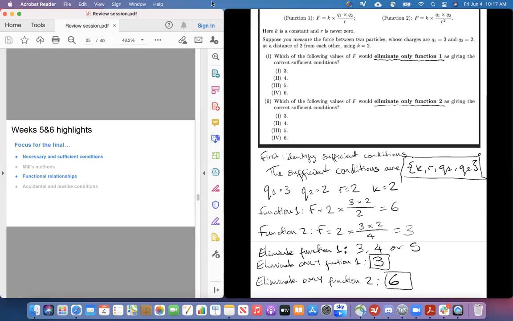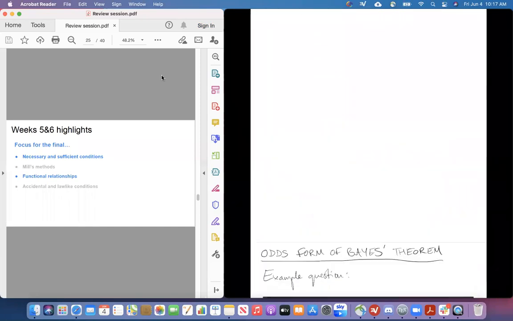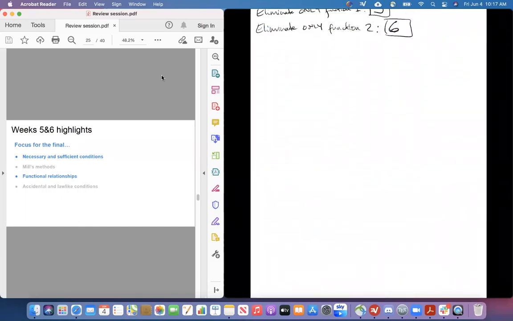Okay, we're going to move on. We're probably running short on time. So that was weeks 5 and 6. That's what you can expect on Monday, things like that.